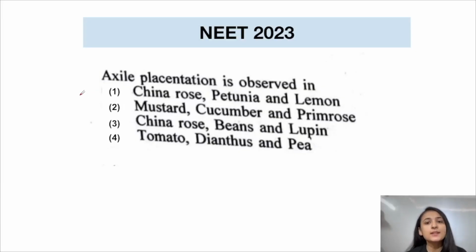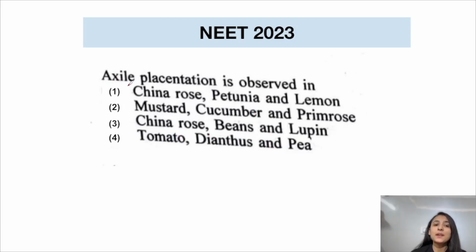Now let's come to the last 14-year NEET PYQs. This is the latest PYQ from NEET 2023, which says that axile placentation is observed in. Option number 1 says China rose, petunia and lemon. Option number 2 says mustard, cucumber and primrose. Then China rose, beans and lupin, tomato, dianthus and pea.